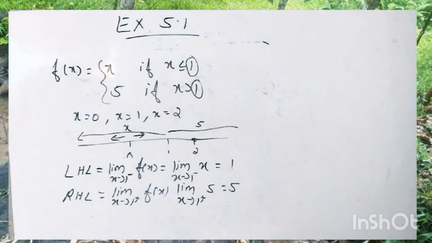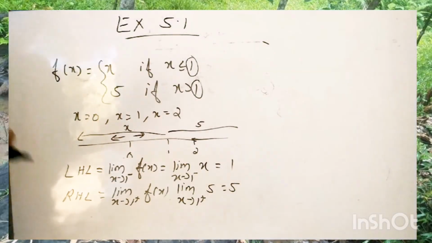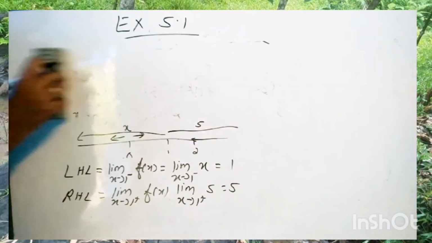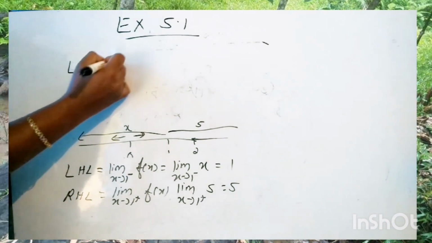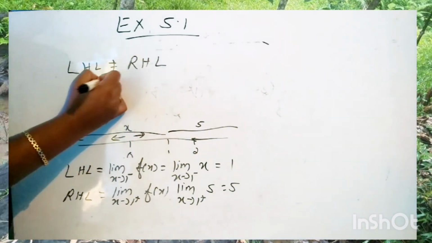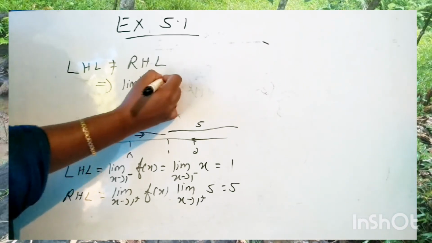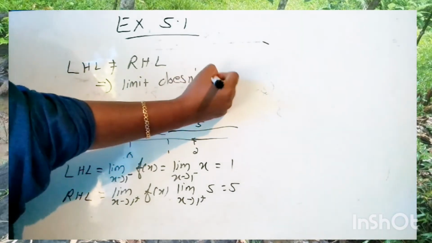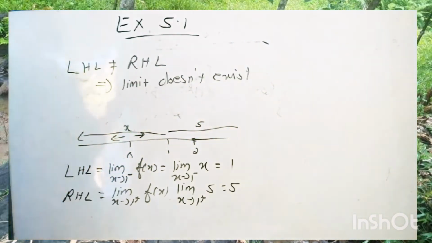What is your conclusion? Is it continuous at x is equal to 1? This is not continuous at x is equal to 1 because left hand limit is not equal to right hand limit. Left hand limit not equal to right hand limit implies limit does not exist. If limit does not exist, that means our function is discontinuous at x is equal to 1. Therefore our function is discontinuous at x is equal to 1.